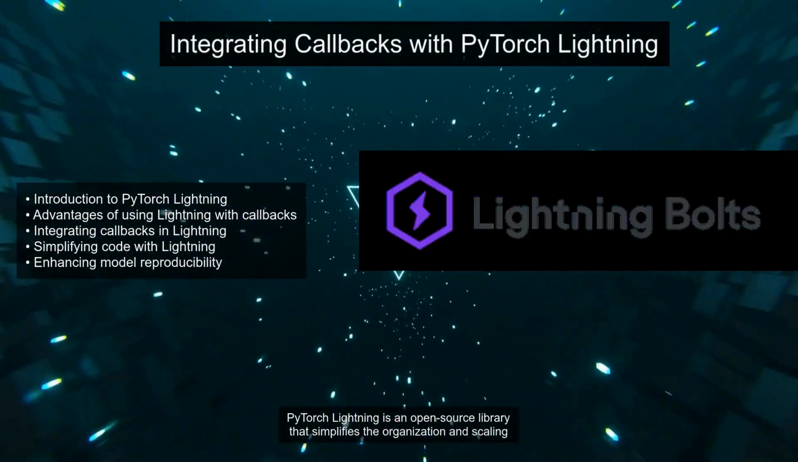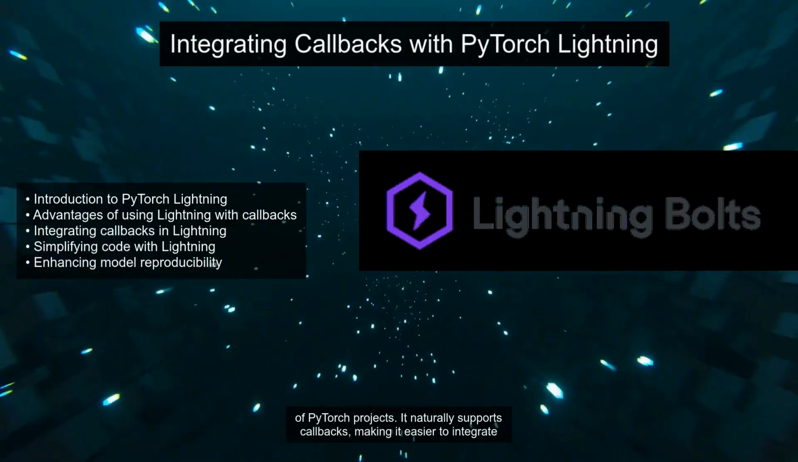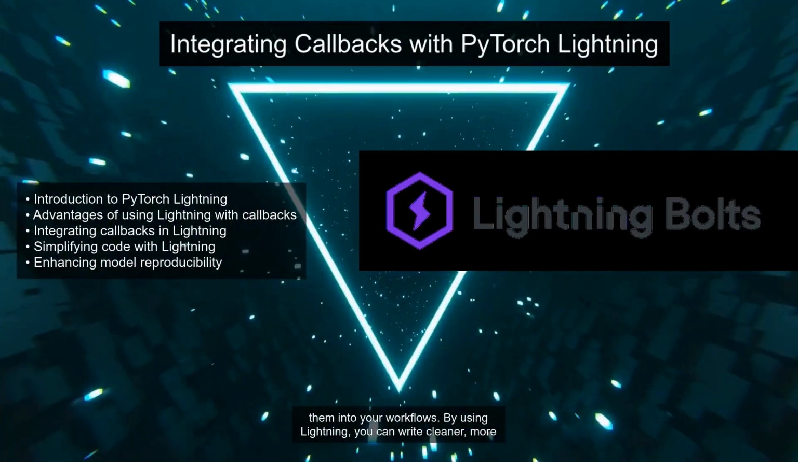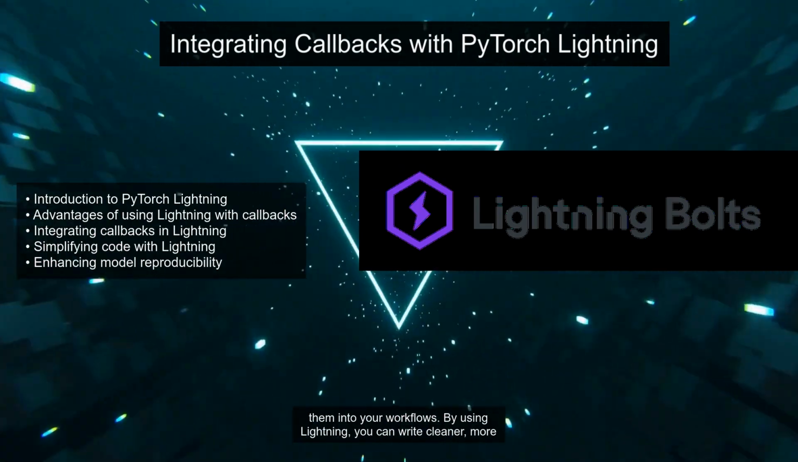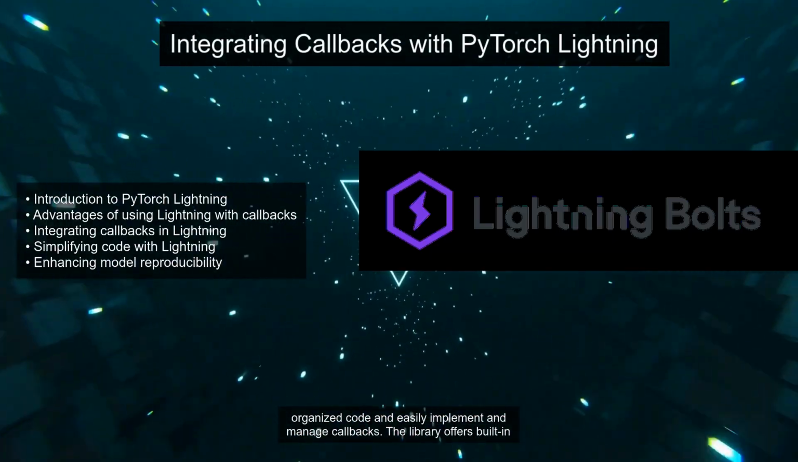PyTorch Lightning is an open-source library that simplifies the organization and scaling of PyTorch projects. It naturally supports callbacks, making it easier to integrate them into your workflows. By using Lightning, you can write cleaner, more organized code and easily implement and manage callbacks.